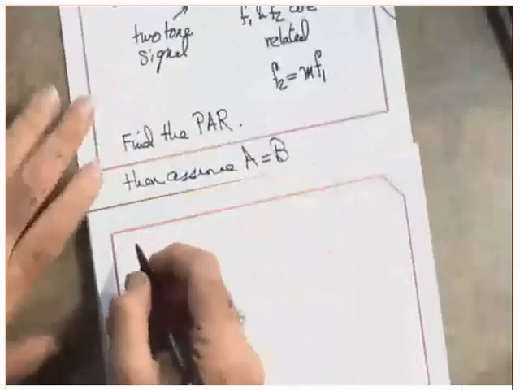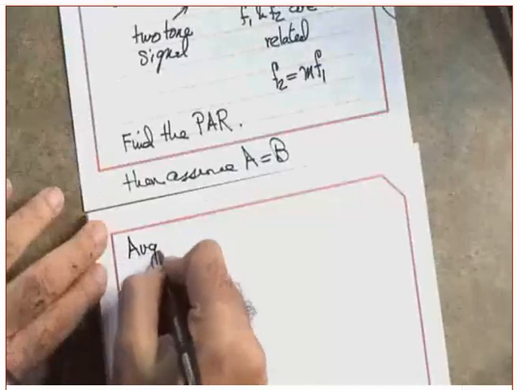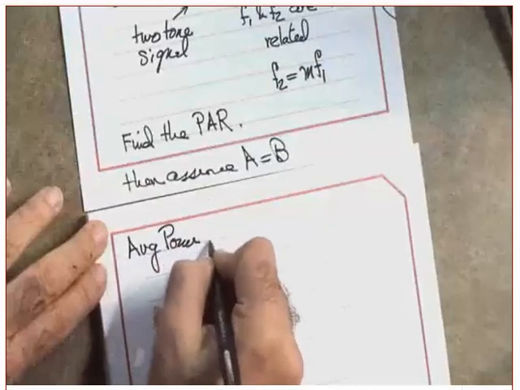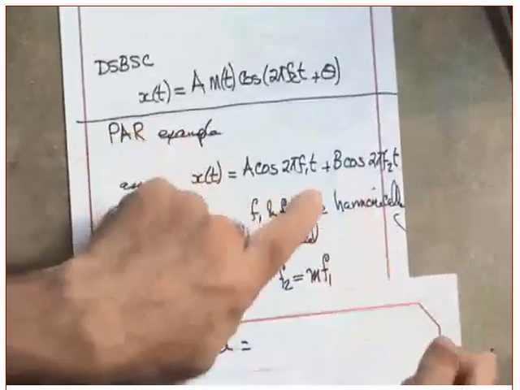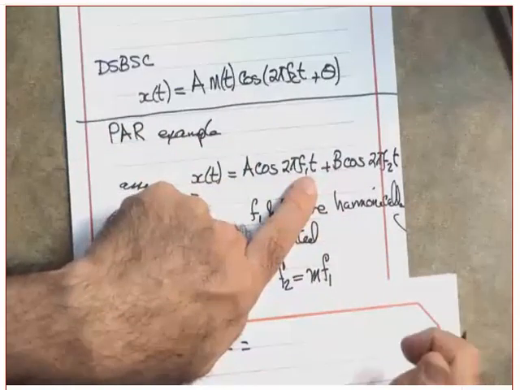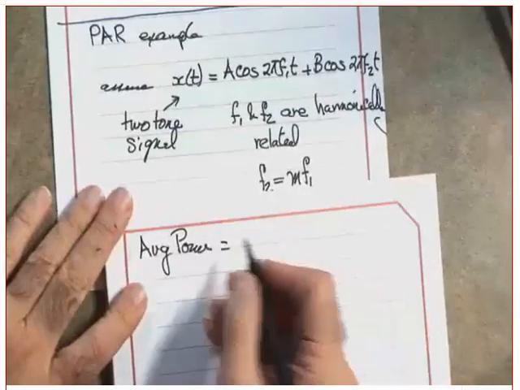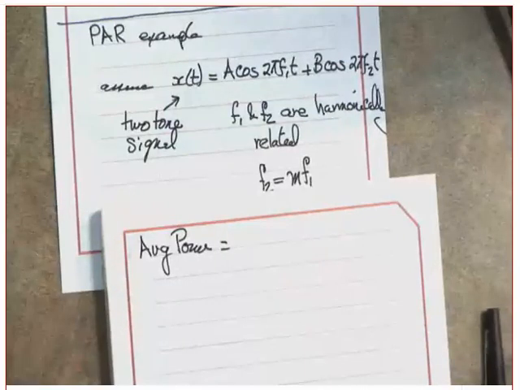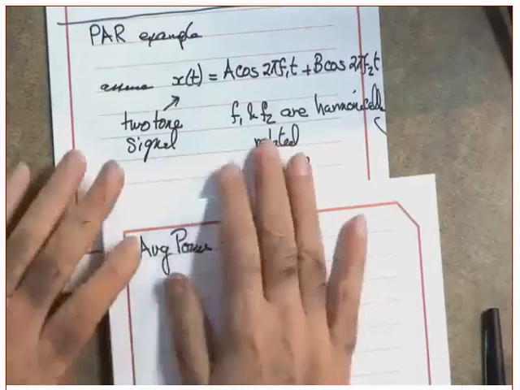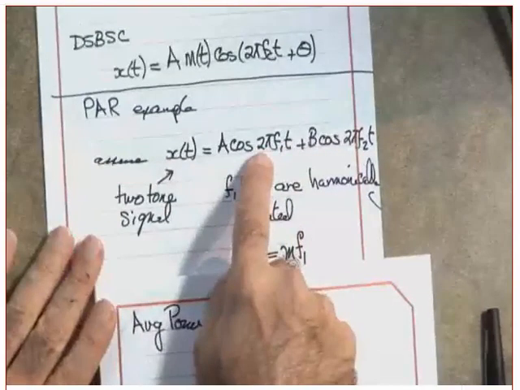Okay. Now, let's start with a simple one. What is the average power? Now, remember, they are harmonically related, which means, first of all, what is the definition of average power? Average power is the power over a long period of time. Are you following me or not? Yes or no?